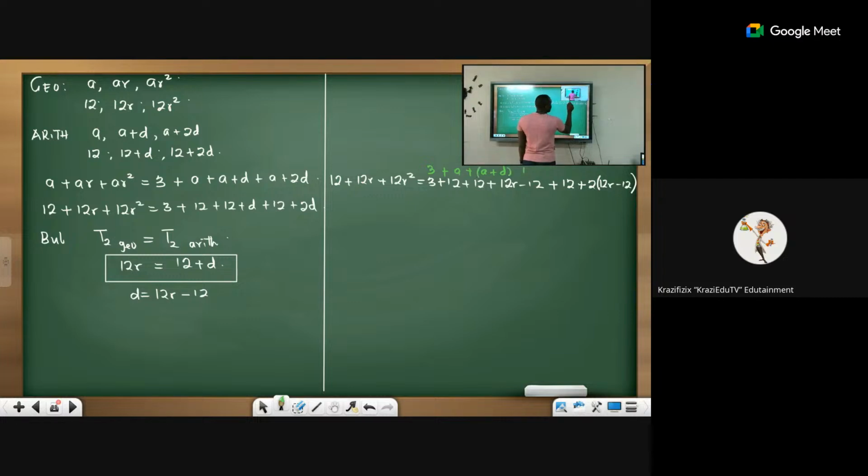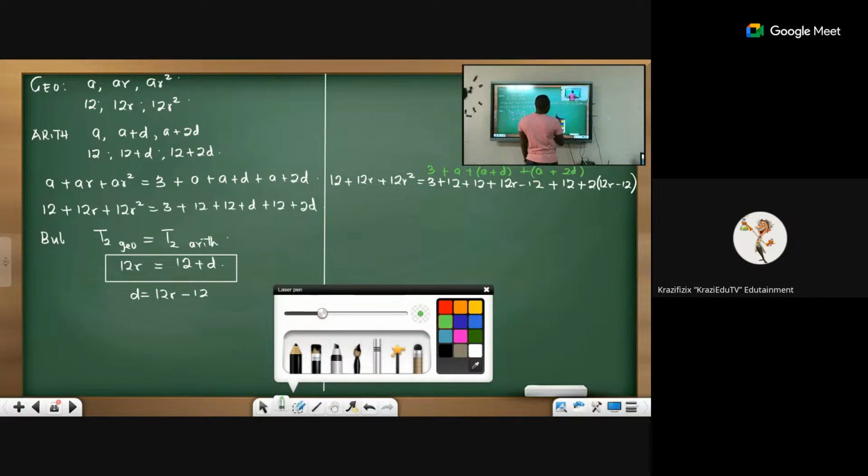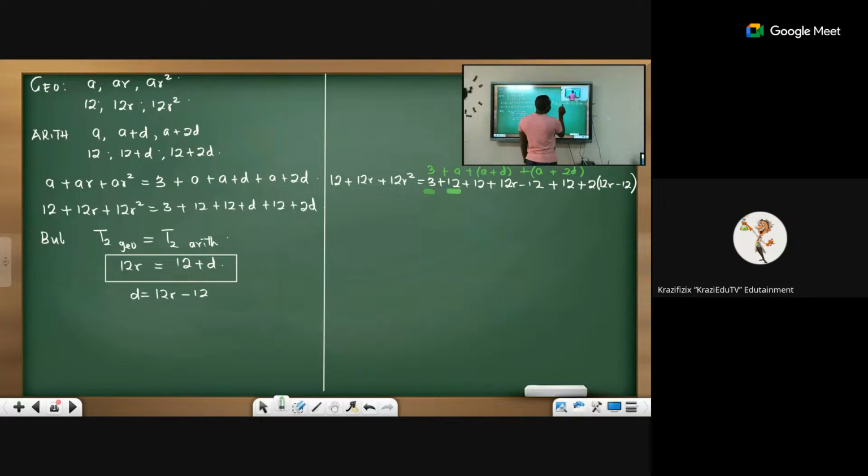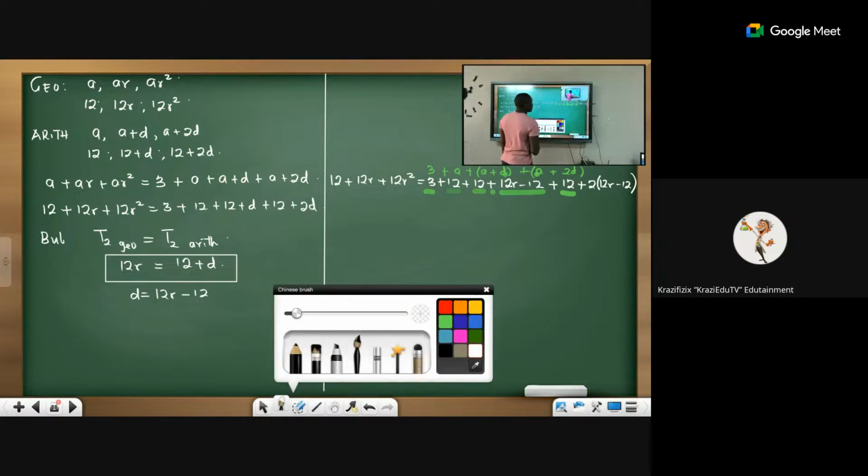It's A plus. A plus 2D. All right, are we okay there? First term, second, let me just make sure it's correct. 3, my first term A, my second, 12 plus D, 12R minus 12, my first A. All right, let's simplify. The math is done.